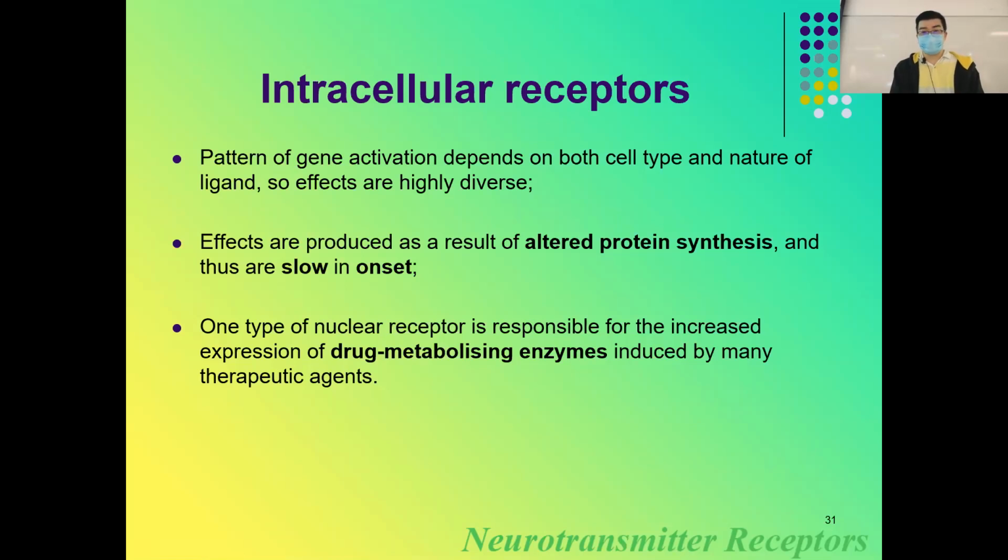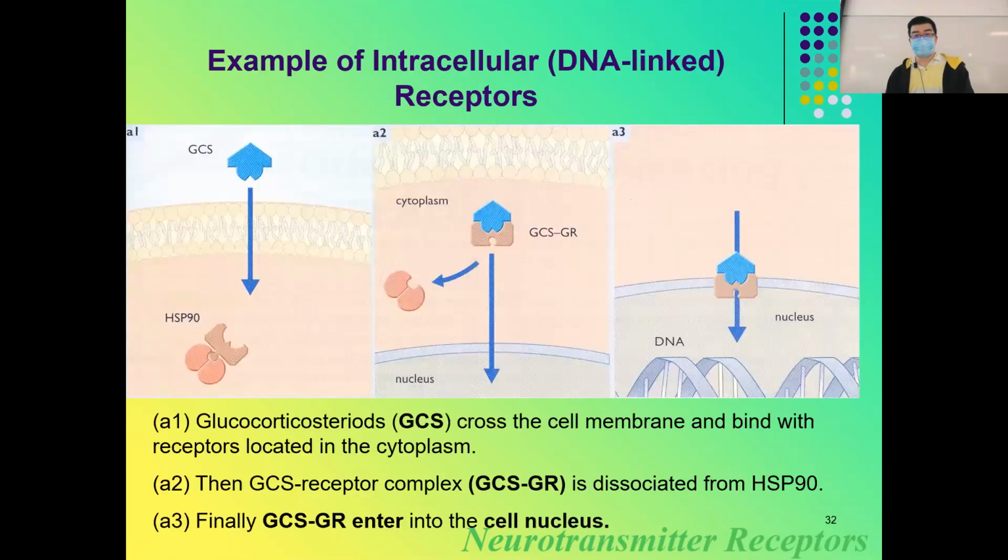That can, for example, alter protein synthesis, and those effects can be slow in onset but have more long-term consequences. Some of those nuclear receptors are responsible for the increased expression of drug metabolism enzymes, so sometimes that can induce changes in the enzymes and drug metabolism. Now, this is one of the examples.